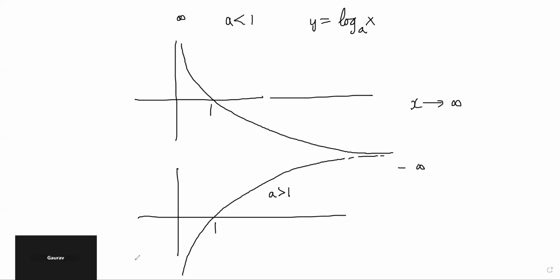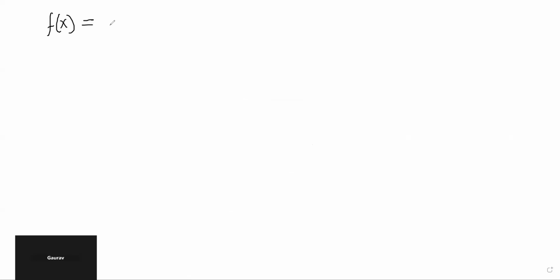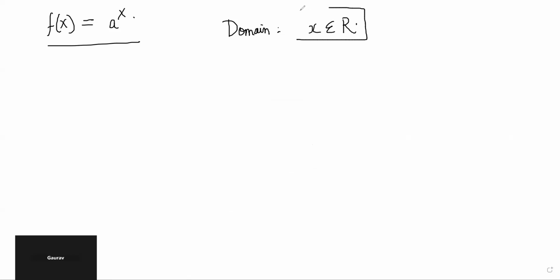Then there are exponential functions. f of x is equal to a power x. So for exponential functions, the domain is simple. There is no restriction on it. x can be any real number. But here you can realize that the range is quite restricted, because the range will be depending on a being greater than 0. The range will always be positive.